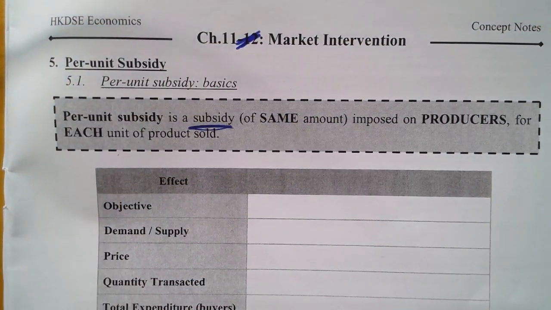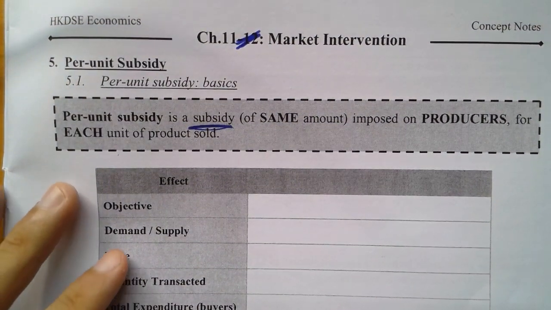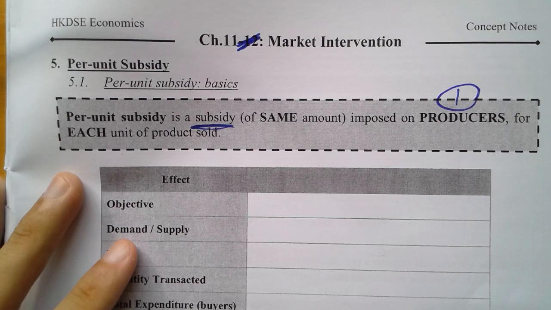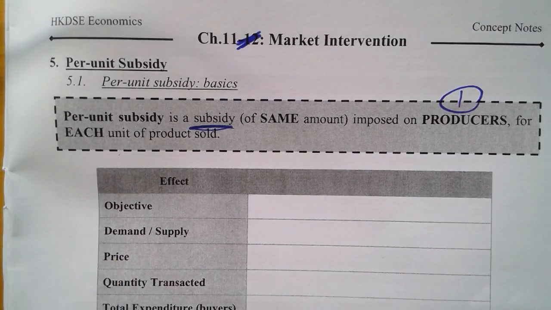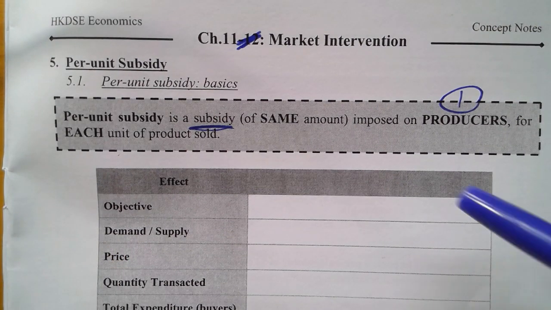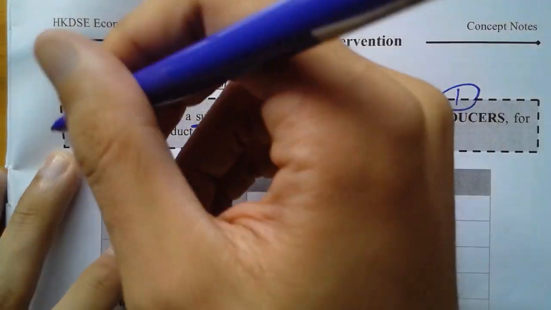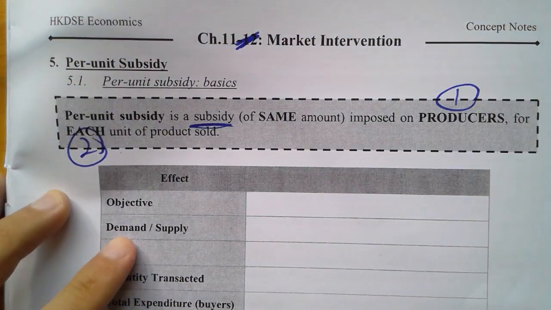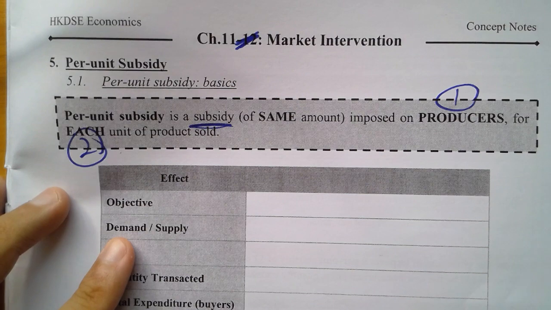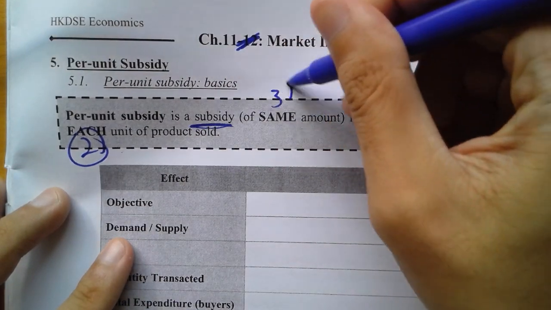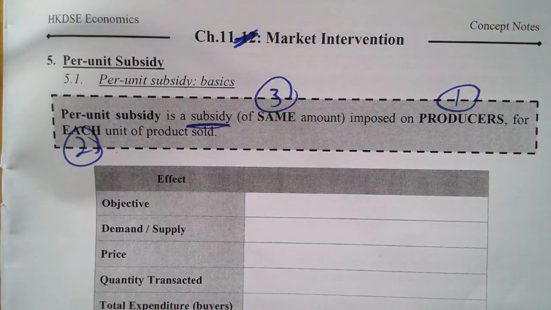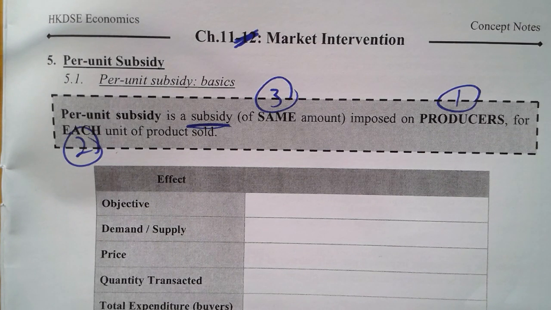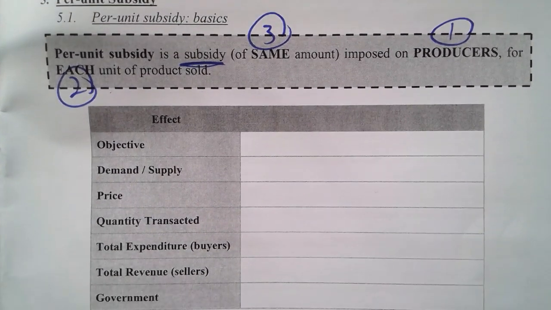Now, 我哋俾嘅津貼發生咩事啊? First, to the producer, the one who is making or selling. We are giving to the producer for each unit, 每做一件俾一次, 再俾幾多啊? The same amount. It's exactly the same as tax, just the opposite, not tax but subsidy. So the objective is just the opposite as well.